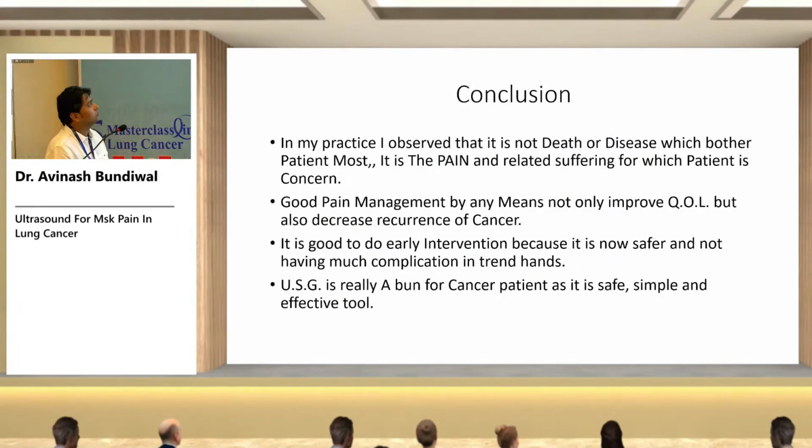So, conclusion. I observed that it is not death or disease which bothers the patient more. It is the pain and related suffering for which the patient is concerned. And good pain practice by any means, by intervention or morphine, not only improves quality of life but also decreases recurrence of the cancer. It is good to do early intervention because it is now safe and does not have much complication in trained hands. And USG is really a boon for cancer patients. It is safe, simple, and effective too.